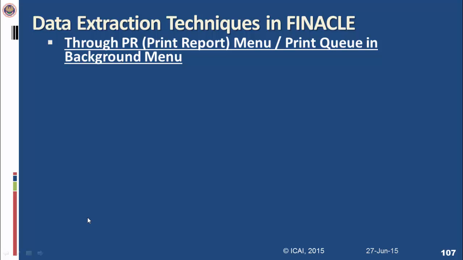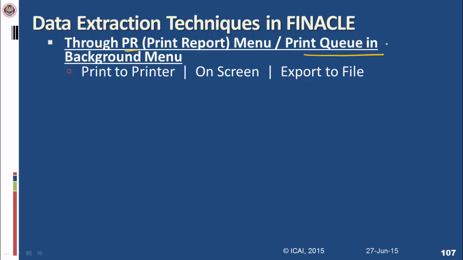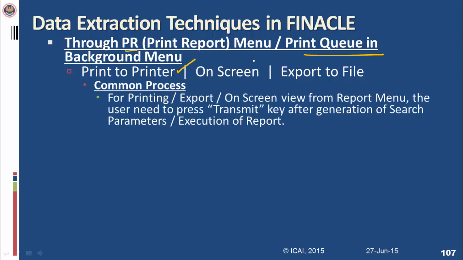First things first, we need to understand the print report, that is the PR command, or the PR menu. Any report that we need to generate, print or extract will be through the PR command or through the print queue inquiry in the background menu. There are steps involved. Options available are print to printer, on-screen view, or export as a file.